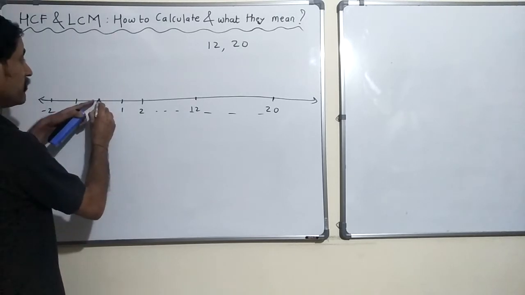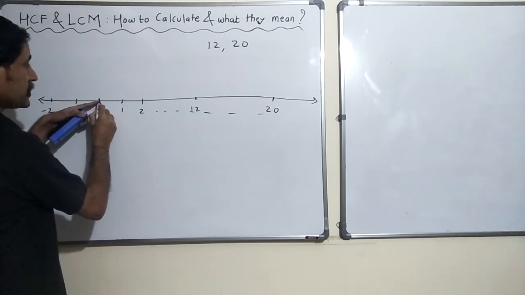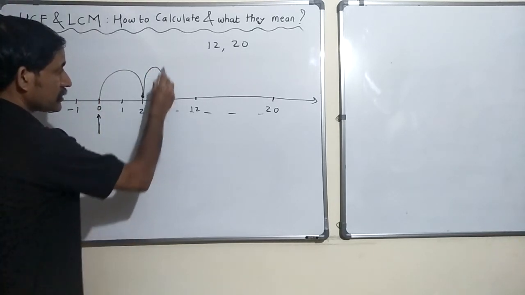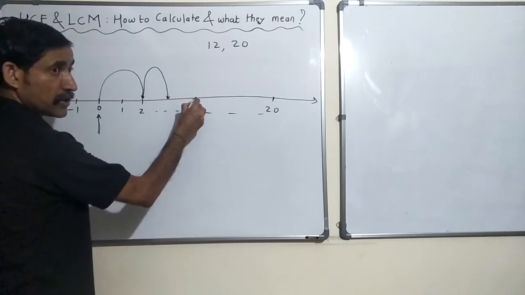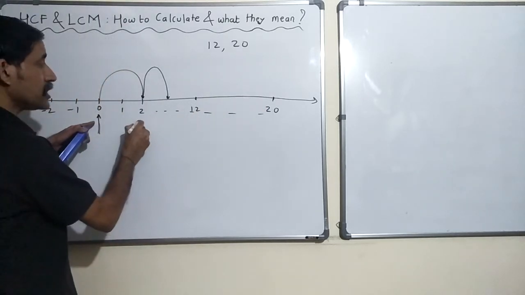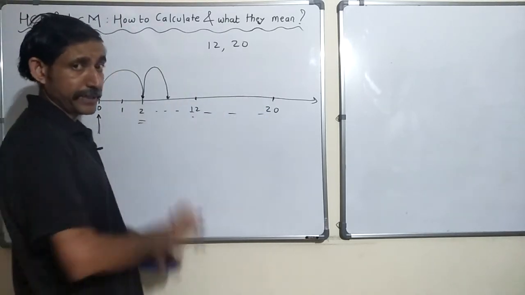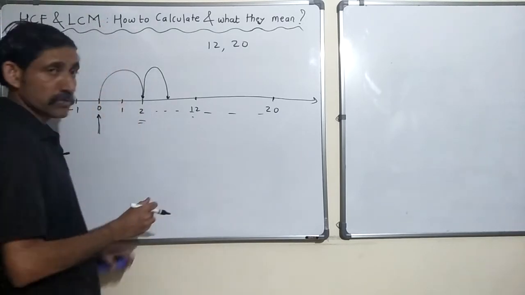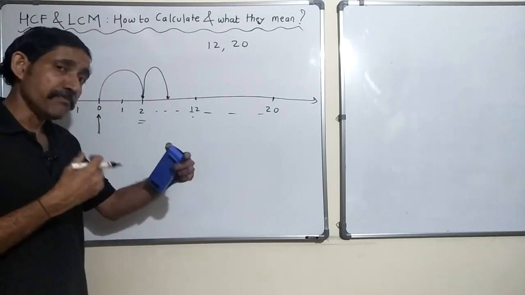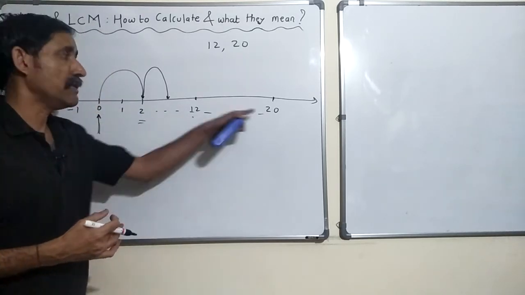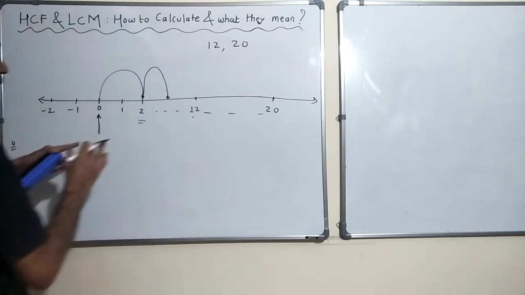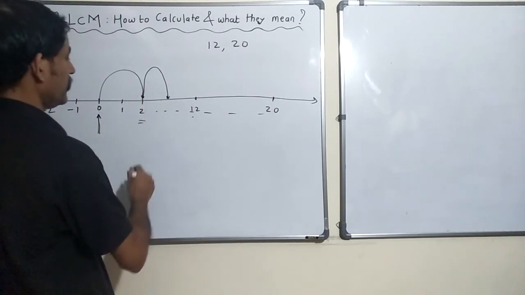Similarly, if I jump 2 steps at a time, I land here, then on 4. Slowly I'll also land on 12, then 14, 16, 18 and 20. So if I take 2 jumps, I'll land on both 12 and 20. So 2 is also a common factor. Now what is the maximum jump I can take and land on both 12 and 20? That is what the HCF is.